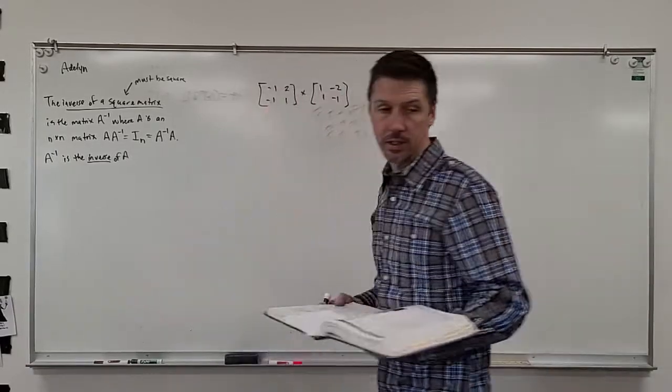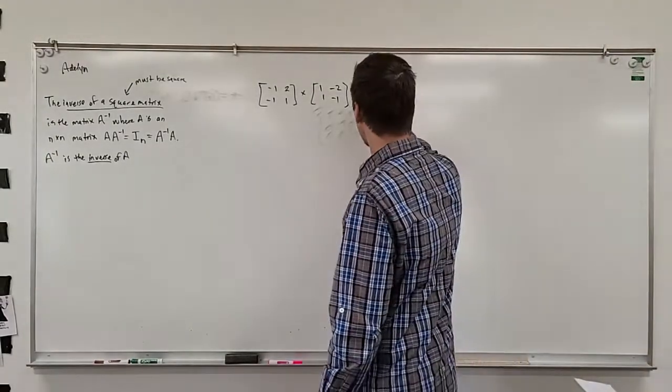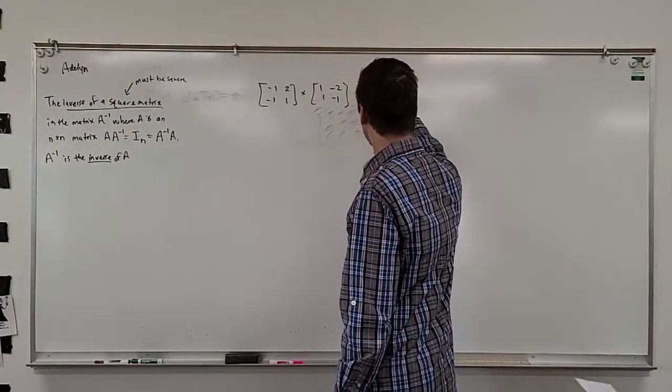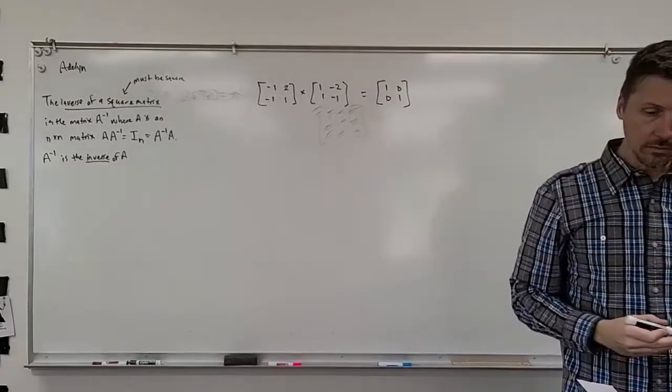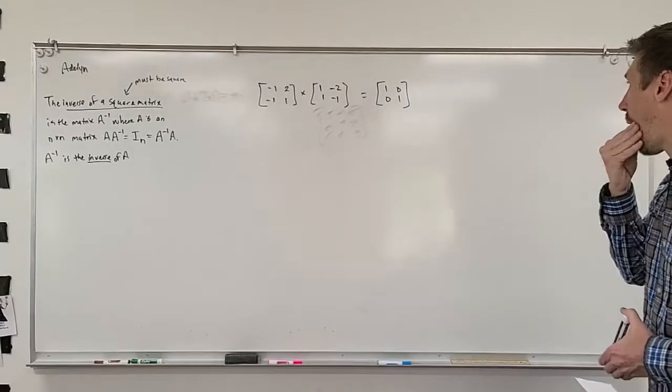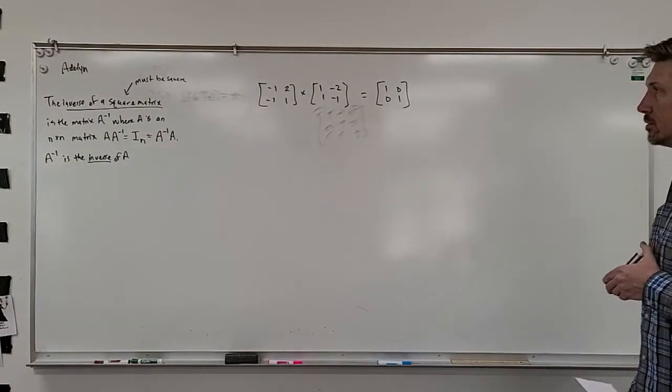Okay, so we've got to multiply these together, and if they're inverses of one another, what are we expecting? To get an identity matrix. We're expecting something that looks like this, right? So let's see if that's true.